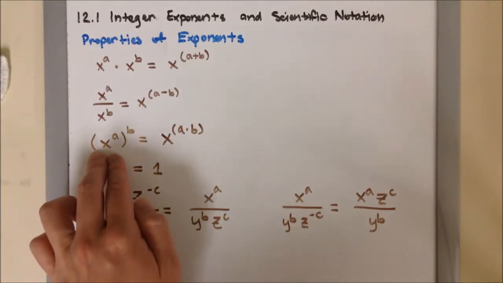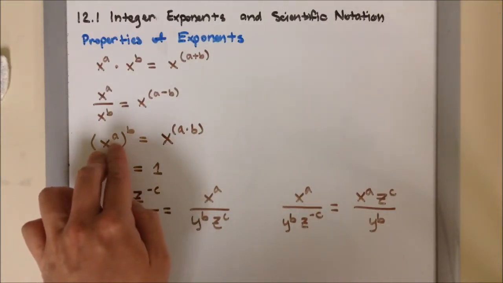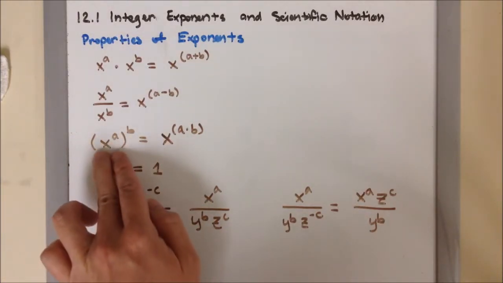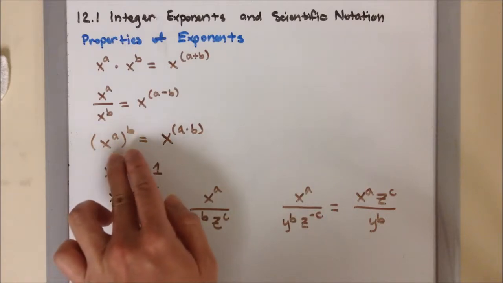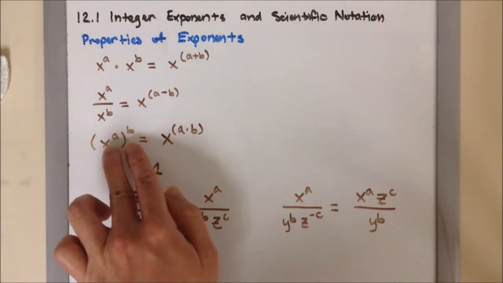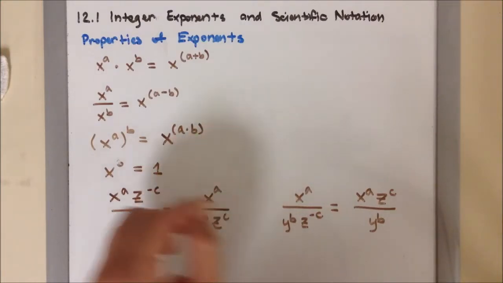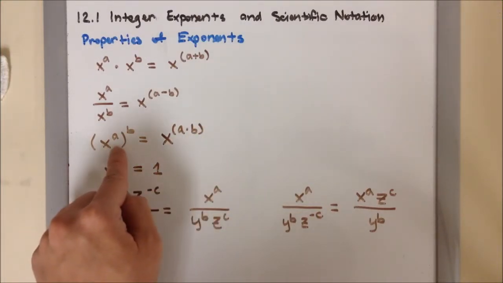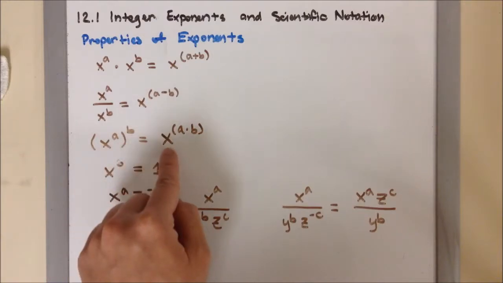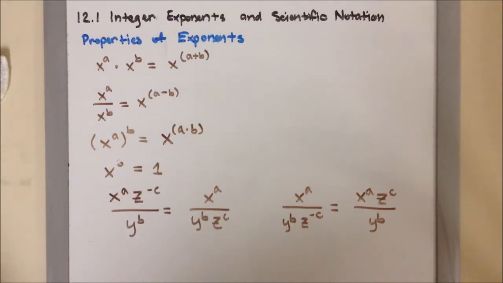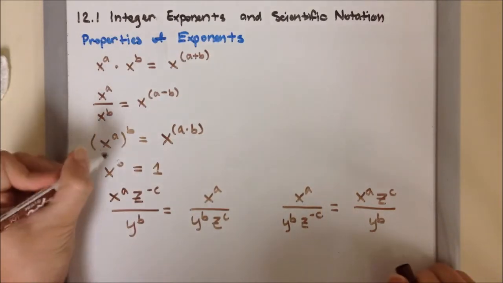Now when you have a base with an exponent that's being raised by another exponent, meaning you have an exponent inside and outside of parentheses, you're simply going to multiply the exponents together. So when it's x to the a being raised to the b power, it simply means x to the power of a times b.